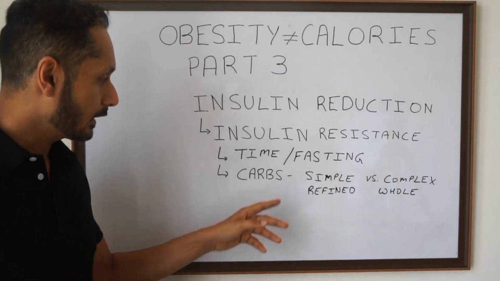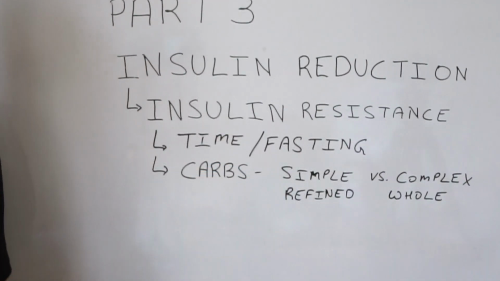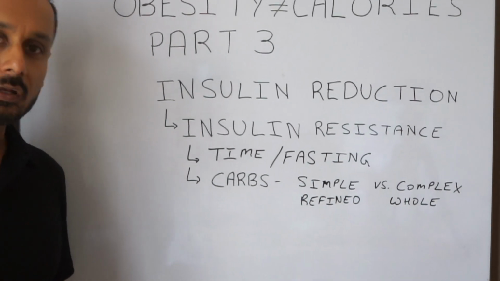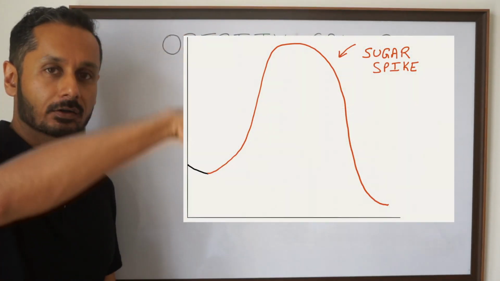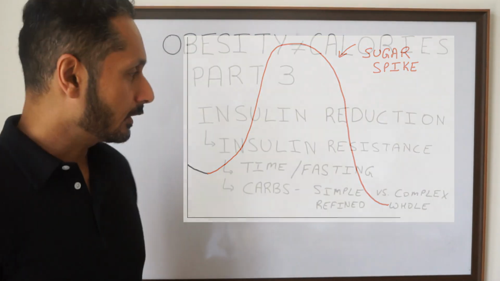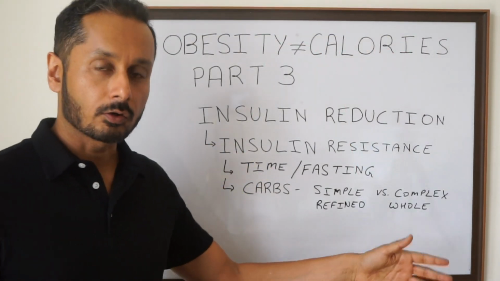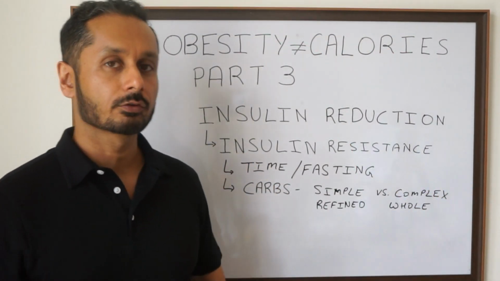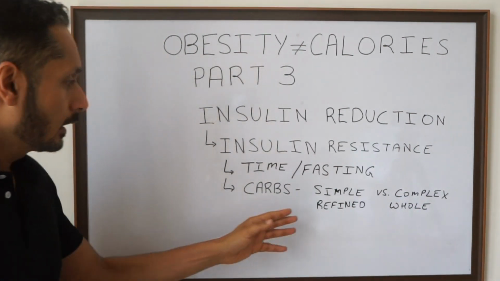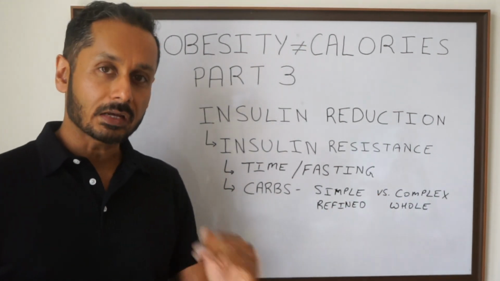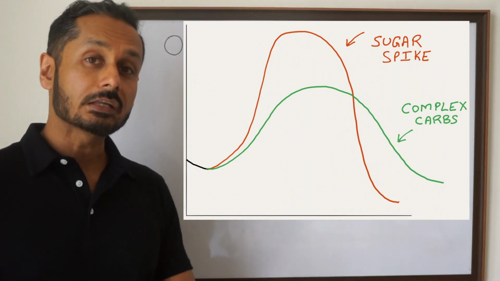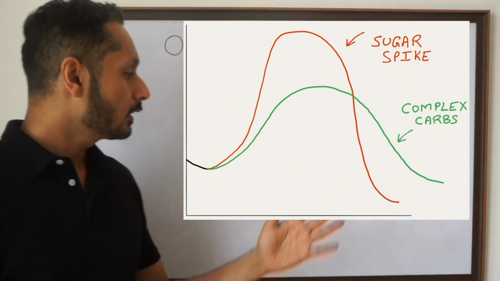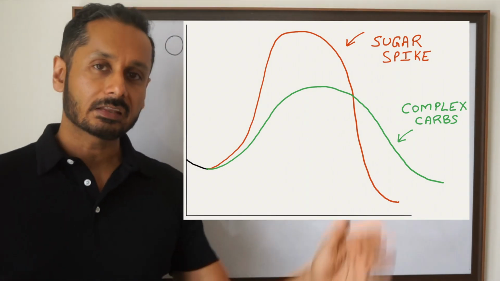What happens is that when you eat simple carbs, 2 things happen. One, it causes a big sugar spike. That sugar spike means your body needs a lot of insulin all of a sudden, and that big dose of insulin will cause insulin resistance. When you eat complex carbs, they break down more slowly and release glucose more slowly, so you won't get that spike.